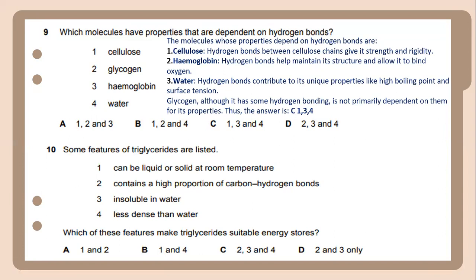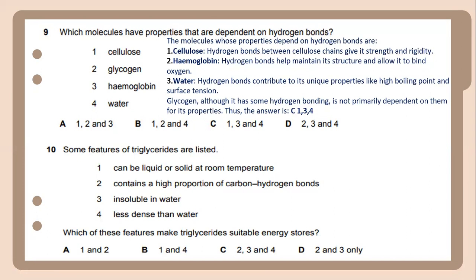Why cellulose? Because hydrogen bonds between cellulose chains give it strength and rigidity. Hemoglobin, hydrogen bonds help maintain its structure and allow it to bind oxygen. And water, whose hydrogen bonds contribute to its unique properties like high boiling point and surface tension.